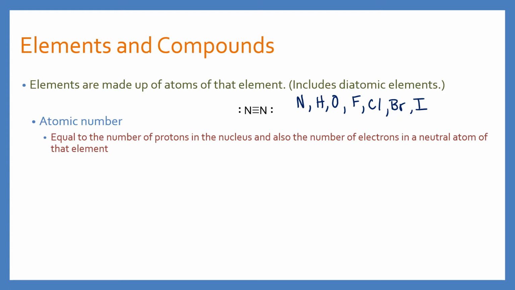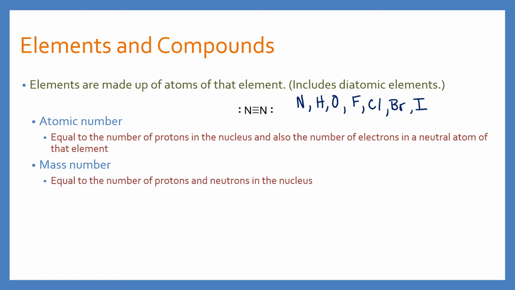So the atomic number is equal to the number of protons in the nucleus and also the number of electrons in a neutral atom of that element. So in a neutral atom, meaning no charge, you should have an equal number of protons and electrons, and that number is the atomic number.